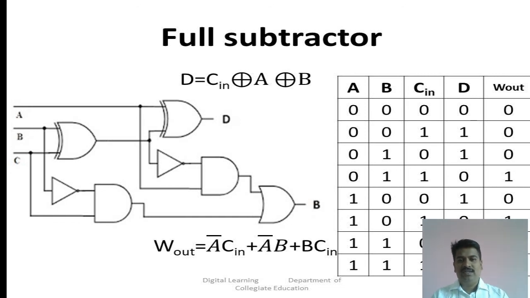Yes, we understood the half subtractor with its circuit diagram and truth table. Along with that, we also understood the full subtractor with its circuit diagram and truth table. You have to practice these circuit diagrams many times so that you may not get confused in the exams.